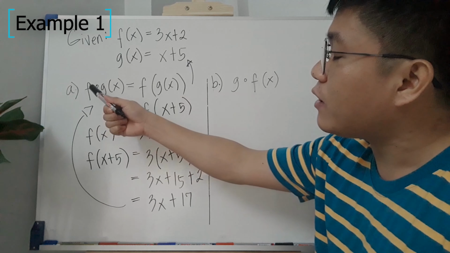Let's take a look at our example number 2. Given f of x is equal to x squared plus 6 and g of x is equal to 2x minus 1. Now, A, we are going to find first f composed with g of x. Now, the same process with our previous example, we are going to find first the general form of this function, which is f of g of x. And then we have to replace or substitute g of x with the given. We have 2x minus 1. So we have f of 2x minus 1.